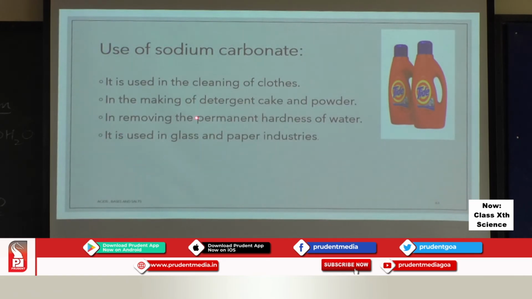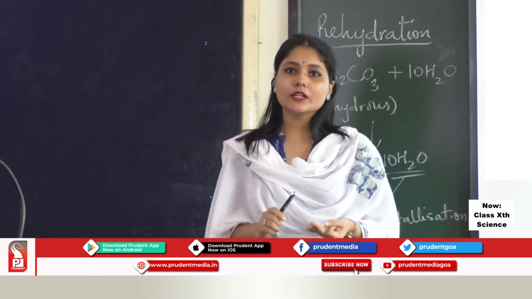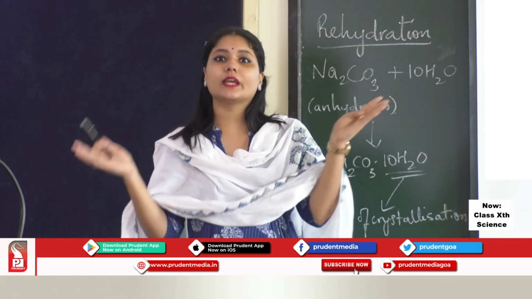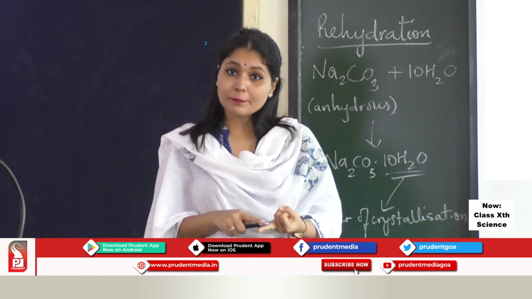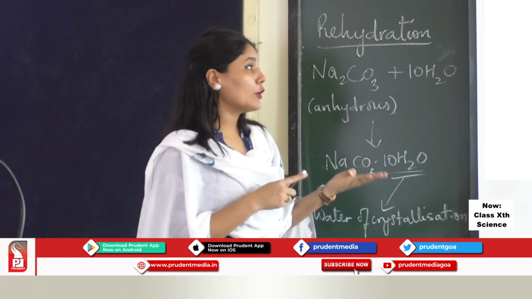And it is used in removing the permanent hardness of water. We know when certain salts of magnesium and calcium are present in water, it will not help in the formation of lather. So when you add washing soda to it, it will remove the permanent hardness of water, and it also finds wide application in the glass and paper industry. So students, these are some of the uses of washing soda. So far we have learnt about different types of chemicals that are obtained from your common salt, sodium chloride: bleaching powder, baking powder, baking soda, and then washing soda.